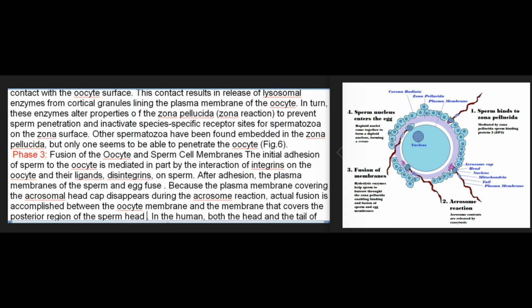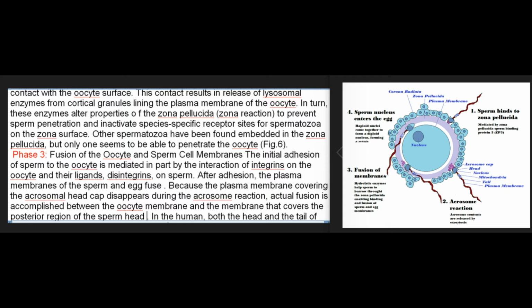Phase 3, fusion of the oocyte and sperm cell membranes. The initial adhesion of sperm to the oocyte is mediated in part by the interaction of integrins on the oocyte and their ligands, disintegrins, on sperm. After adhesion, the plasma membranes of the sperm and egg fuse.